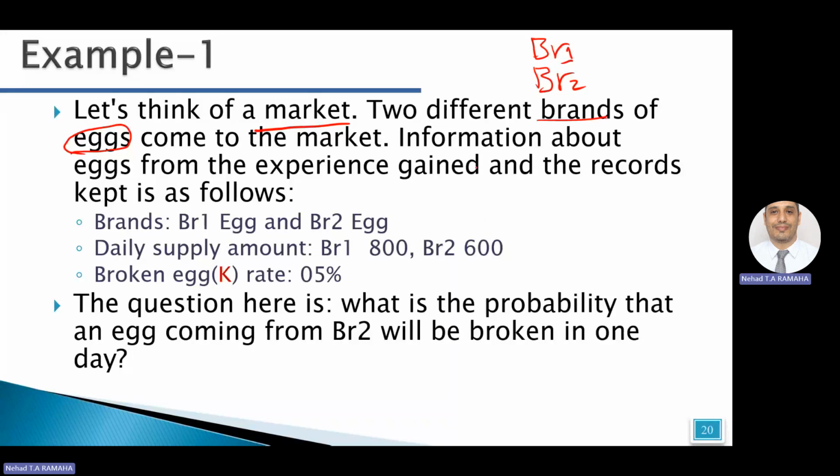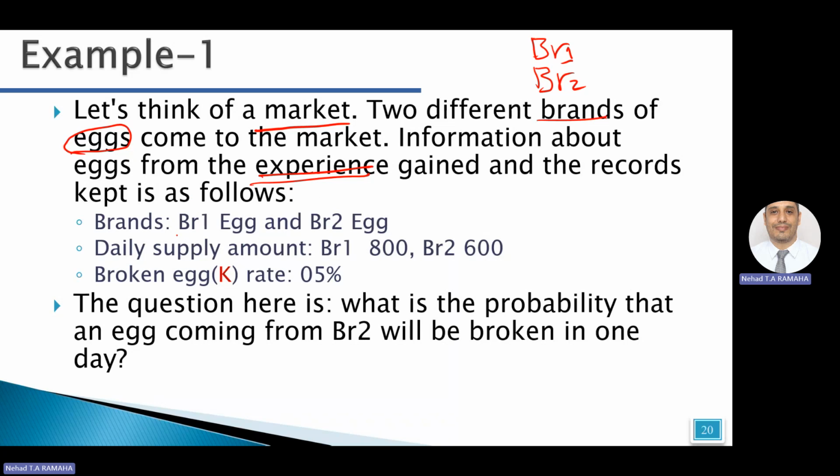Information about eggs from the experience. Look, where does the information come from? Experience. Like lambda, which is the error, or the cost of taking some action. It comes from the experience. Probability of the broken eggs comes from experience. Usually when we have, for example, 1,000 eggs, we have 10 or 20 broken eggs, and so on. So the information from the experience is as follows.